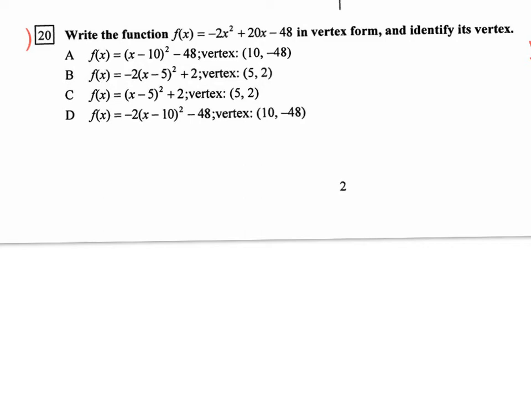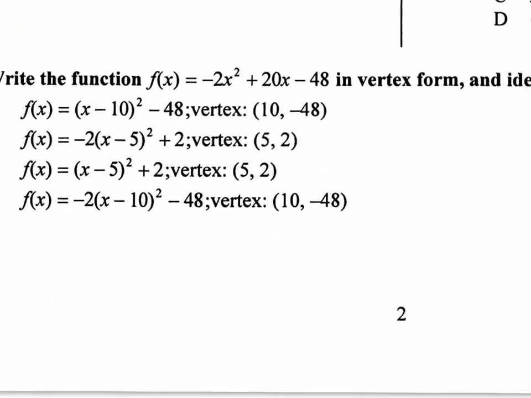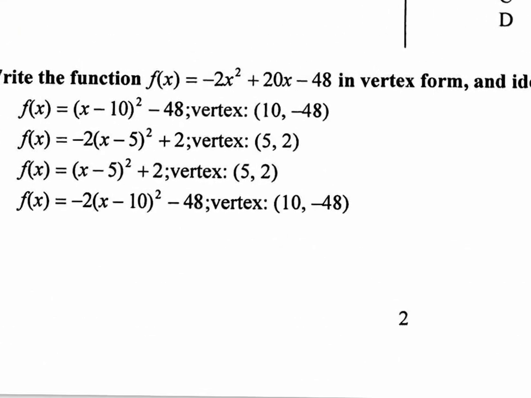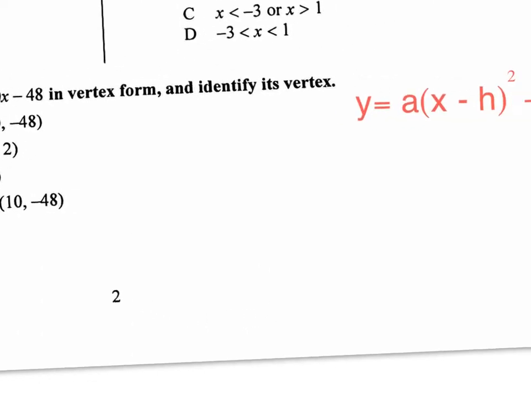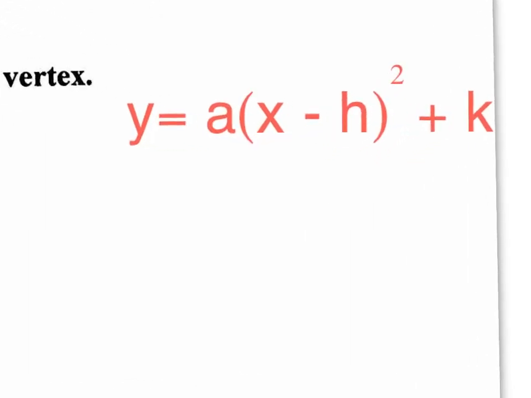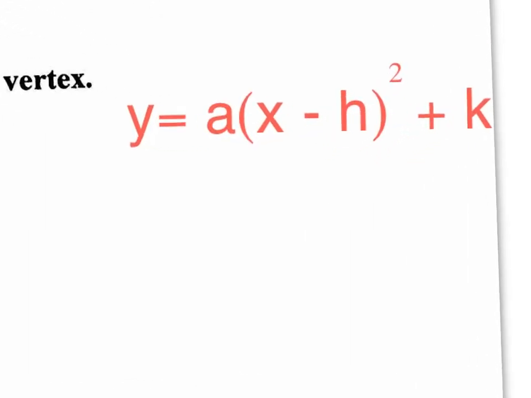Number 20, it says find the function, or write the function in vertex form. So what do we have here? We have a standard form quadratic trinomial equation, and one option is to complete the square because ultimately you want it to look like this. That's vertex form right there. Y equals a, parentheses, x minus h, close parentheses, squared plus k.